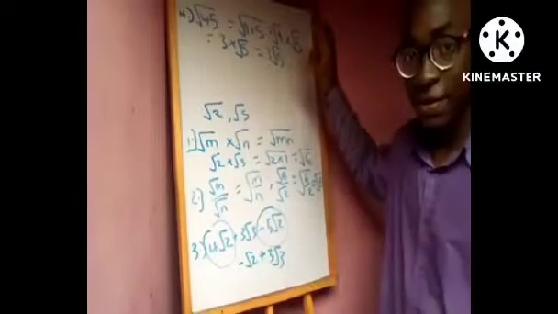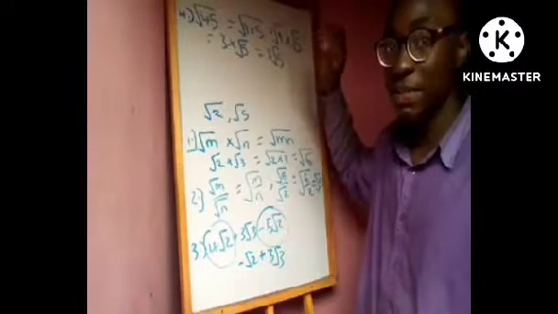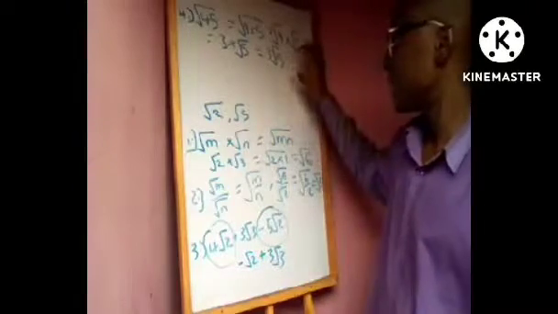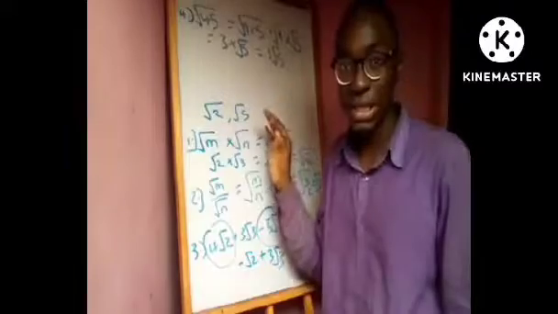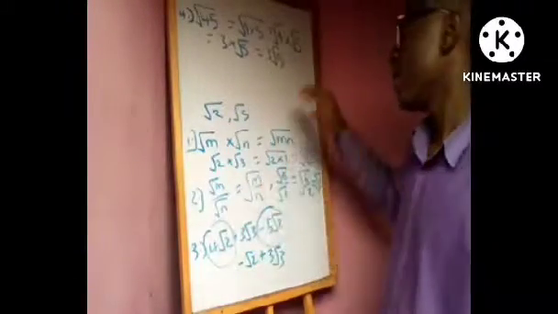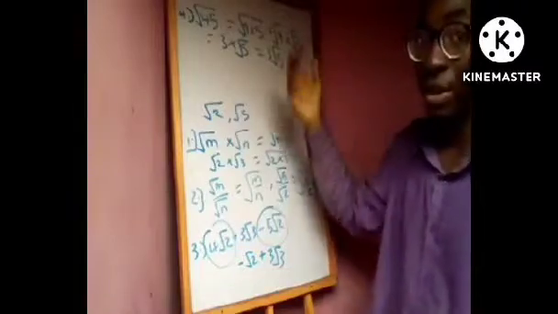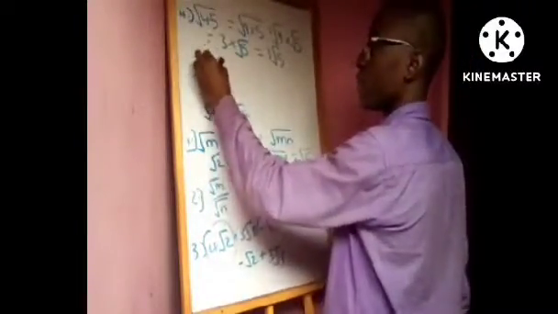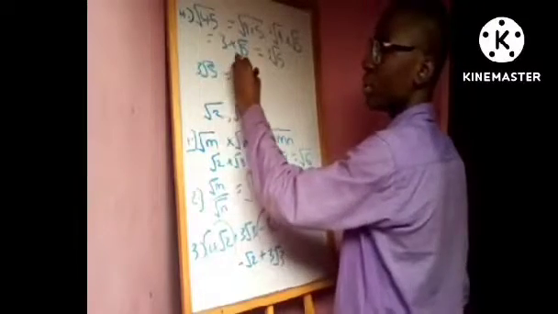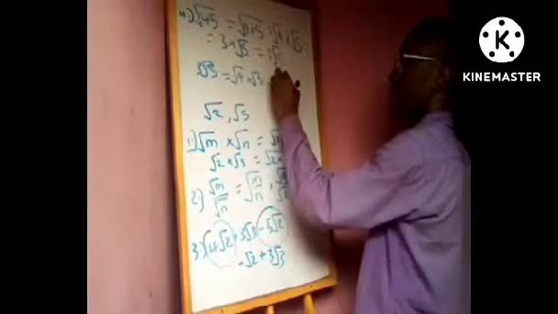This particular simplification is called the expression of a surd in terms of its basic terms, expressing a surd in its most basic term. If you want to convert it back to its original form, you simply reverse the operation. That means 3 root 5 will be equal to root 9 times root 5, and that's equal to root 45.